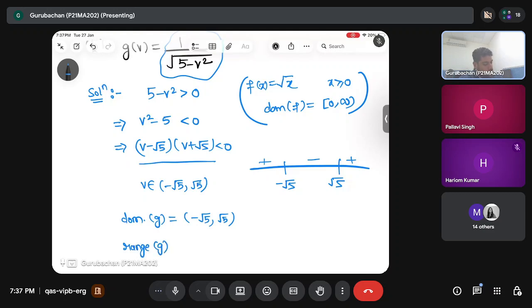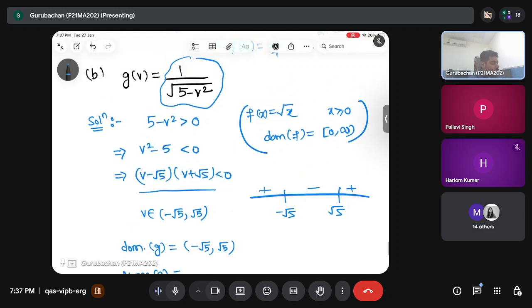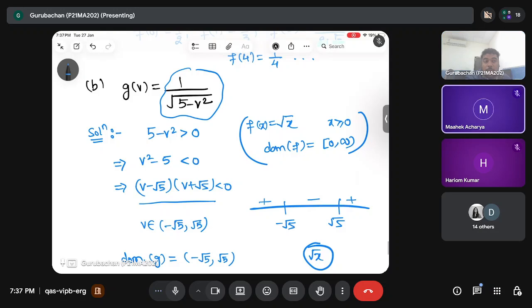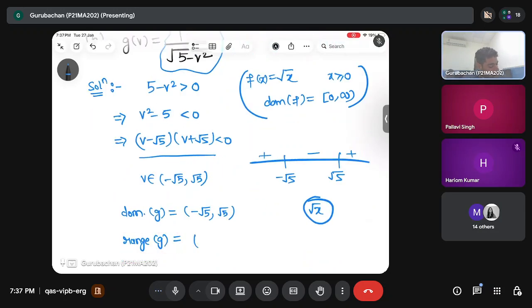What is the range of g? Under root x will give you positive values, non-negative values, or negative values? Non-negative values. But here under root x is in the denominator. Can it give you the 0 value? No, sir. So what will be the range? From open 0 to infinity. Clear to everybody? Yes, sir. Okay.